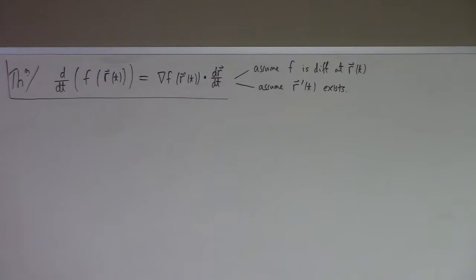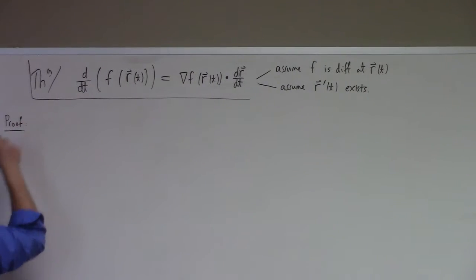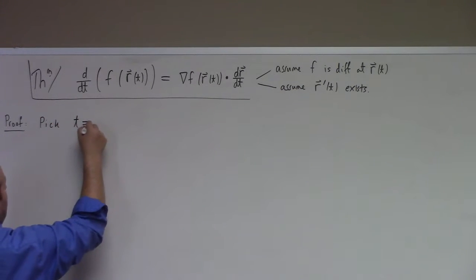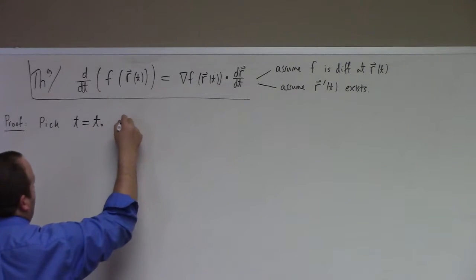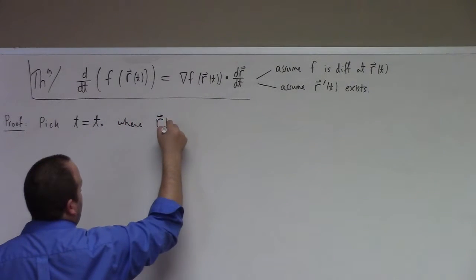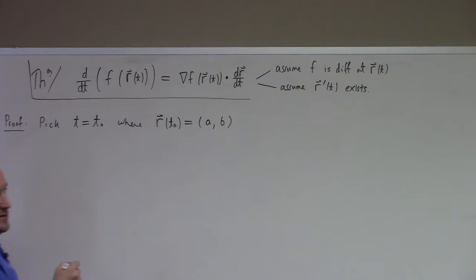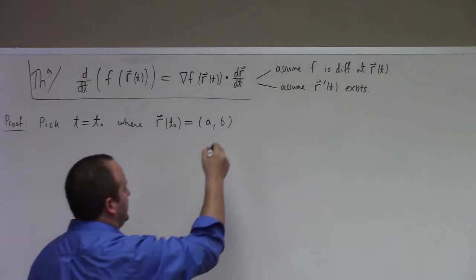Okay, so proof. Let's see if we can give an argument for why this is true. So let's pick a point. Let's say t equals t naught, where r of t naught is equal to, let's say, (a, b). So let's focus our attention on a particular point in the domain.